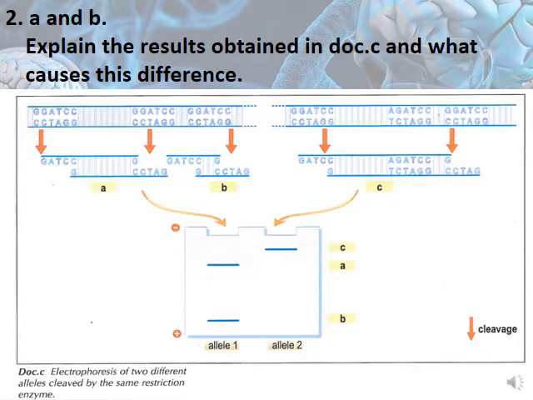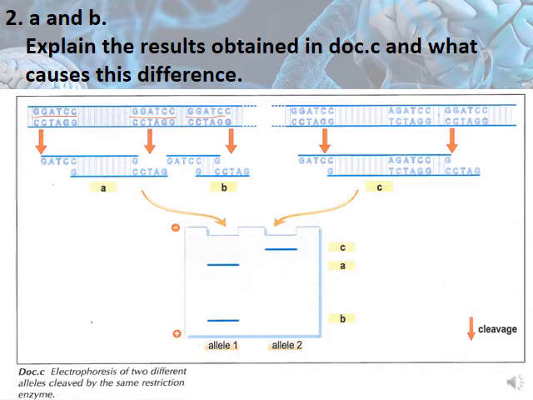Now let's continue with parts 2a and b. This is the electrophoresis of 2 different alleles, which are cleaved by the same restriction enzyme. It's called BAMH1. They said explain the results obtained in document C. What causes this difference? So here you have the restriction site for BAMH1, GGATCC. It's repeated once, GGATCC is repeated a second time, GGATCC is repeated 3 times. So here we have cleavage.